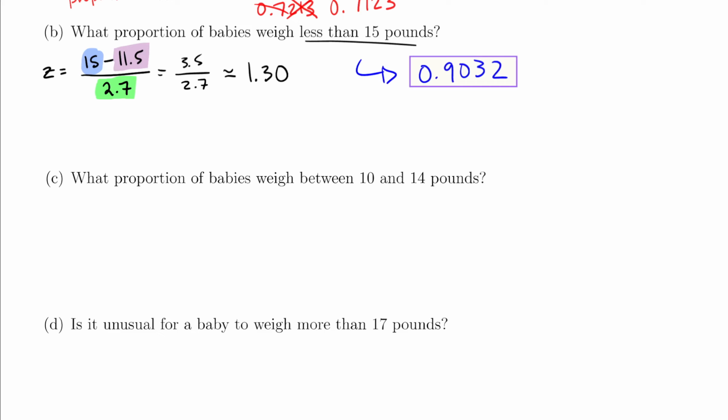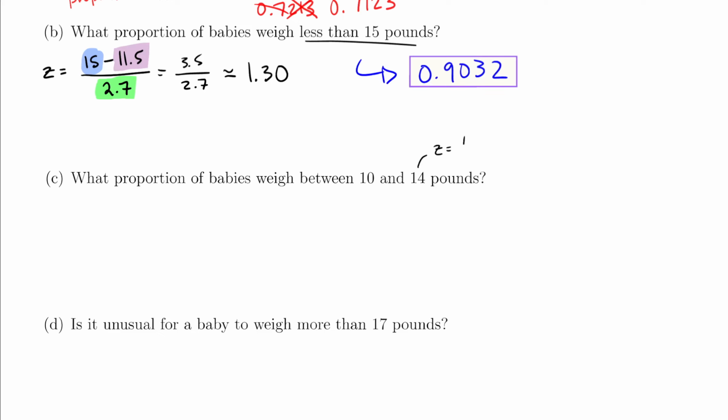Now for the same setup, we're asked the next question, what proportion of the babies weigh between 10 and 14 pounds? We know from our previous lesson, the between problems is I need to calculate the amount for the larger, so the area before 14. I need to calculate the area before 10 and then subtract them. Now, before I do that, I can't really find the area before 14 because that's a normal value and I need a standard normal value. So I'm first going to turn this 14 into a z-score.